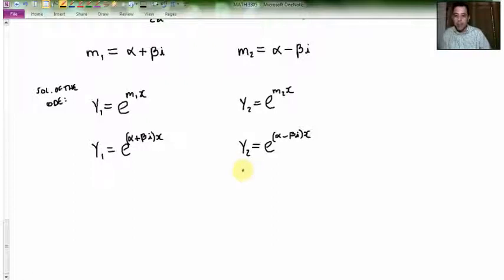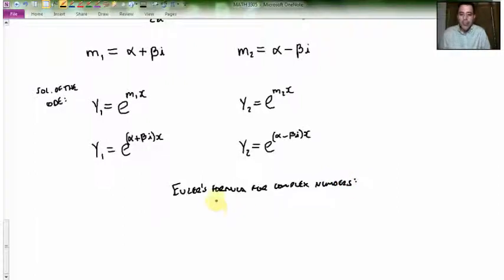Well, there is a little formula you can use. It's called Euler's formula for complex numbers. I don't know if you studied this in trigonometry or calculus, but anyway, Euler's formula says that if you have e raised to i and some number, let's call it theta, then this can be written as cosine of theta plus i sine of theta.